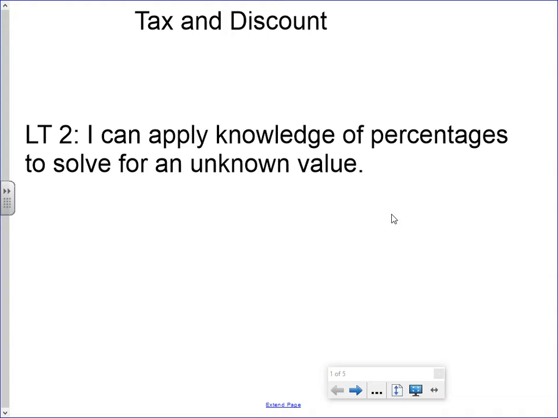We are going to take notes on tax and discount. This is Learning Target 2. I can apply knowledge of percentages to solve for an unknown value. Let's talk about some vocab first.